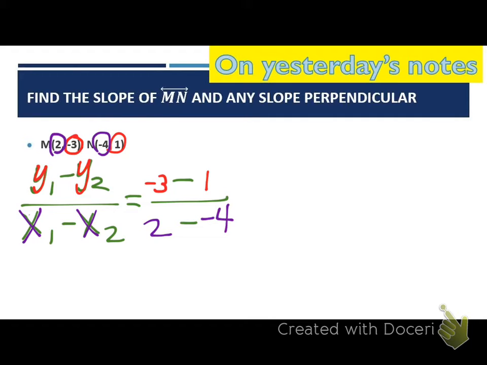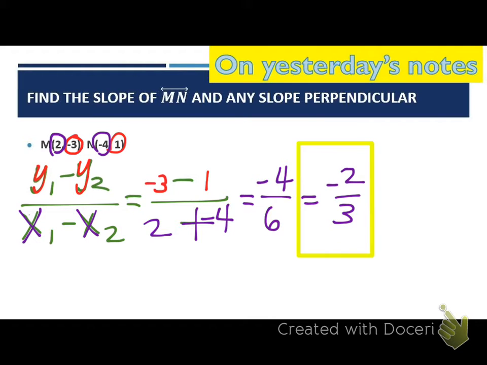-4. What happens when I plug in that -4 and there's already a negative in the formula? Positive. So -3 minus 1 is -4. 2 plus 4 is 6. Do we reduce in math? We do. This reduces to -2/3. So it says find the slope and then find the slope perpendicular to it. So perpendicular is going to be the opposite sign. So is it going to be positive or negative? Positive, and then flip it. So it's going to be 3/2.